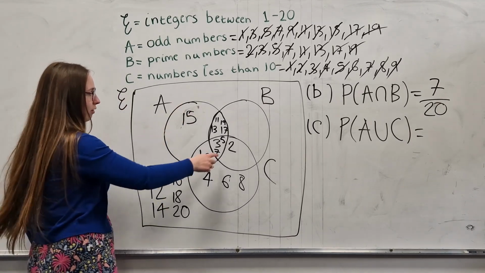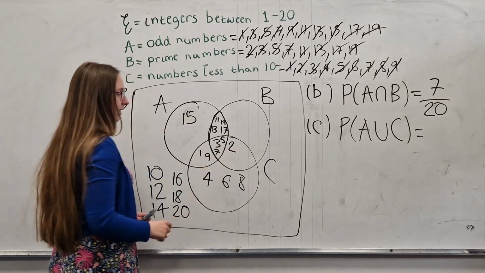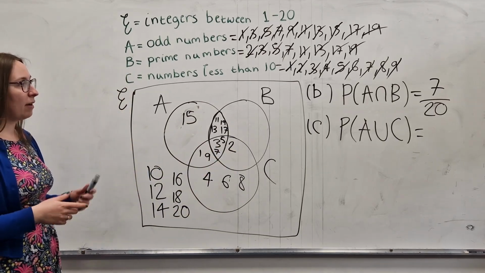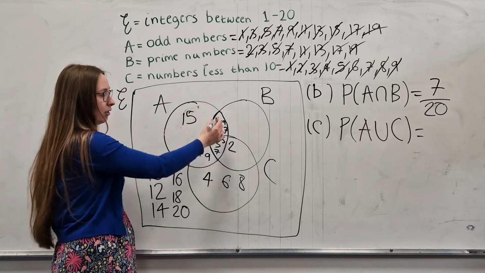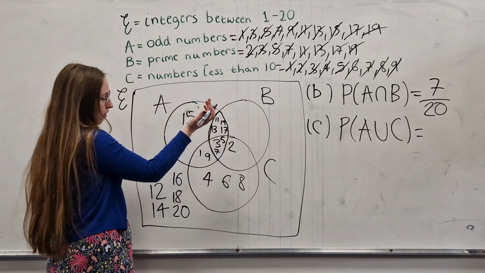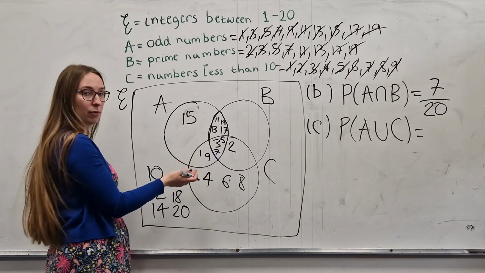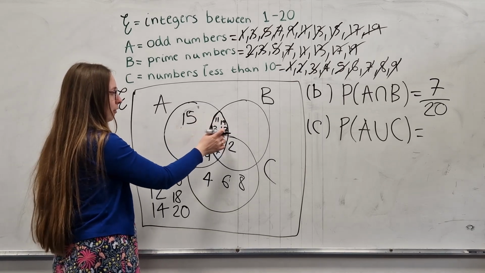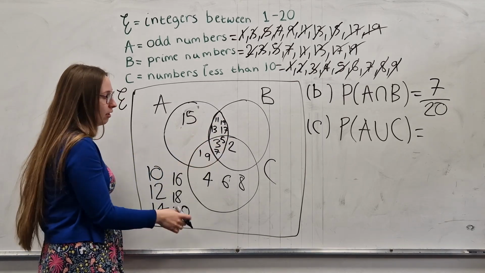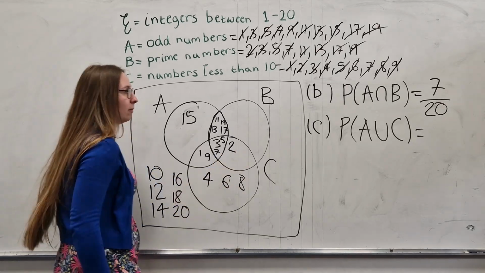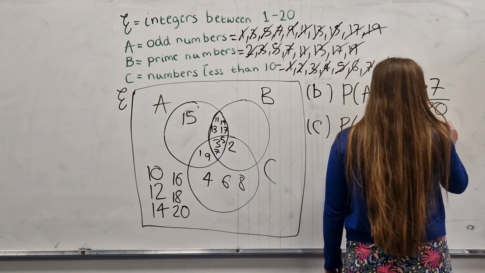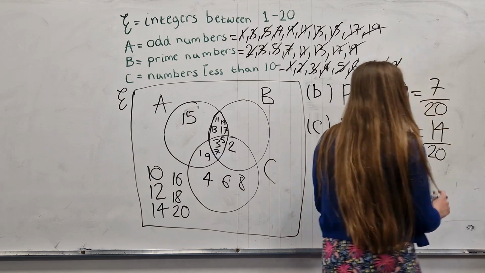Okay, so we've got the circles here, A and C. When we're talking about A or C, what we're trying to say is it's either in the A circle or it's in the C circle. So if it's in the A circle, how many options do we have? 1, 2, 3, 4, 5, 6, 7, 8, 9, 10. Or it could be in the C part: 11, 12, 13, 14. So there's 14 options out of a total of 20.